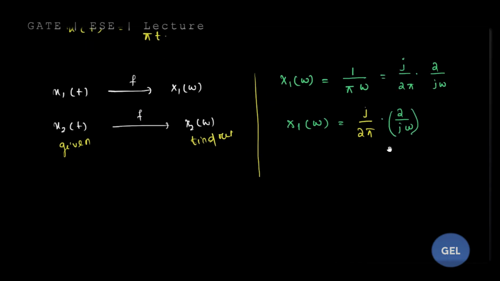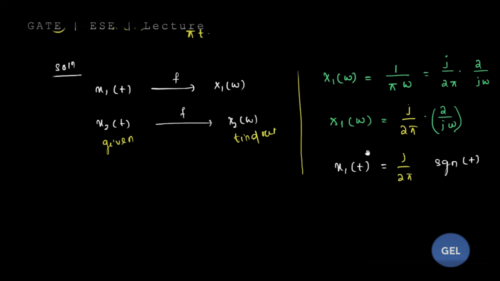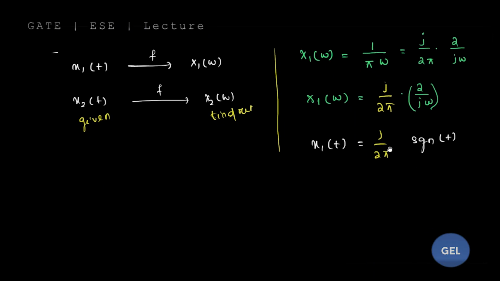Now this is your frequency domain expression, your X1(omega), so what will be x1(t) now? x1(t) will be j by 2 pi, which will lie as it is, but 2 by j omega is nothing but signum of t. Clear this concept? So we got the x1(t) value, very important here.